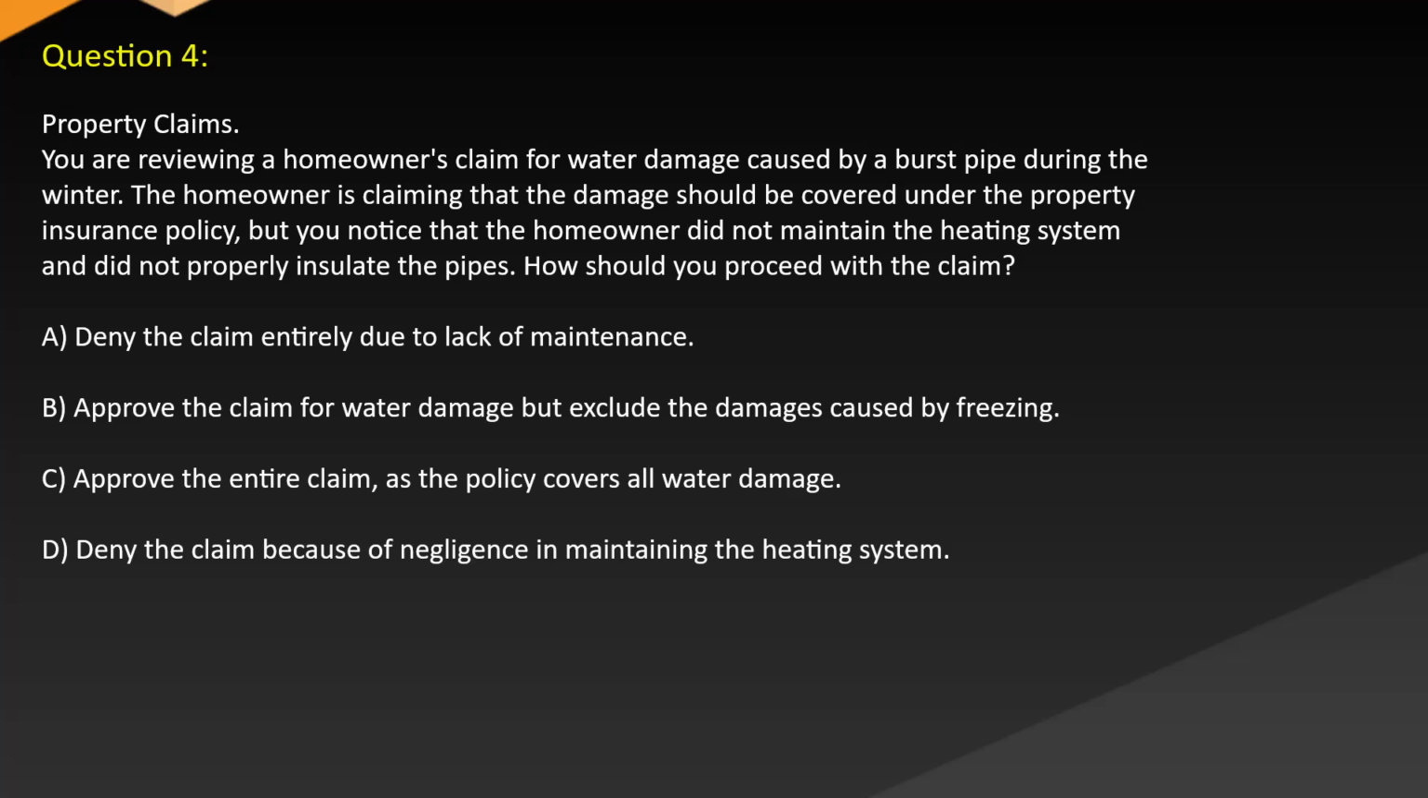Question 4. Property claims. You are reviewing a homeowner's claim for water damage caused by a burst pipe during the winter. The homeowner is claiming that the damage should be covered under the property insurance policy, but you notice that the homeowner did not maintain the heating system and did not properly insulate the pipes. How should you proceed with the claim?